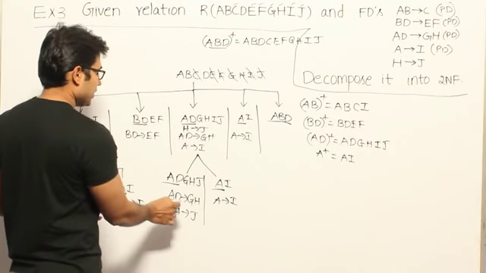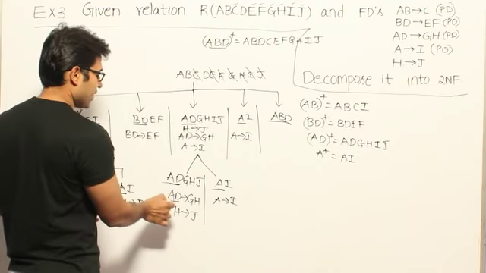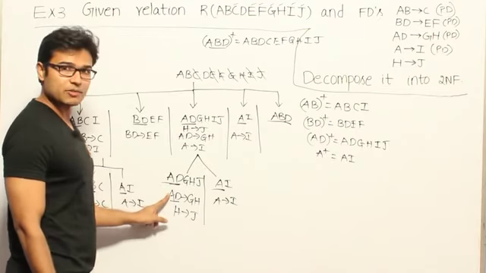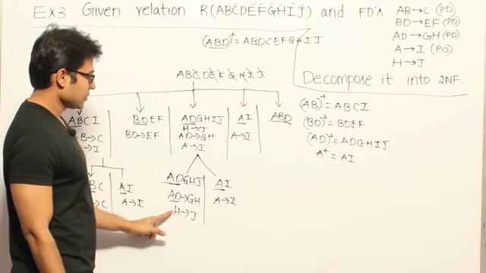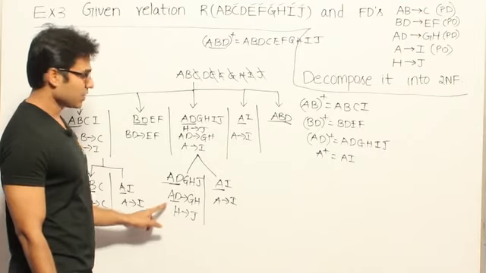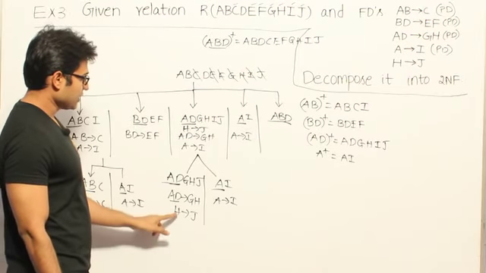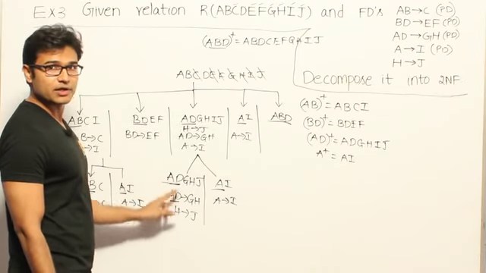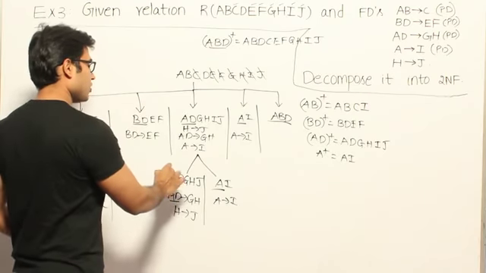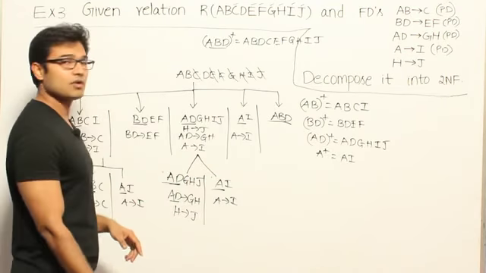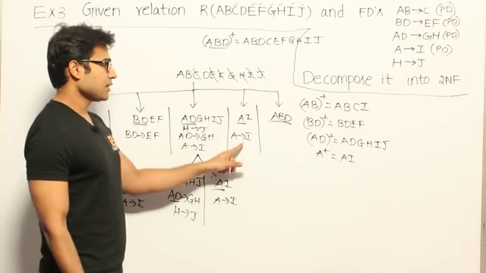Now AD is the candidate key and the left side is the candidate key, therefore it is not a partial dependency. And here also H determines J is not a partial dependency, because H is not a part of the key. Got it? Therefore this one is in second normal form, and this one is also in second normal form. And this one is also in second normal form.